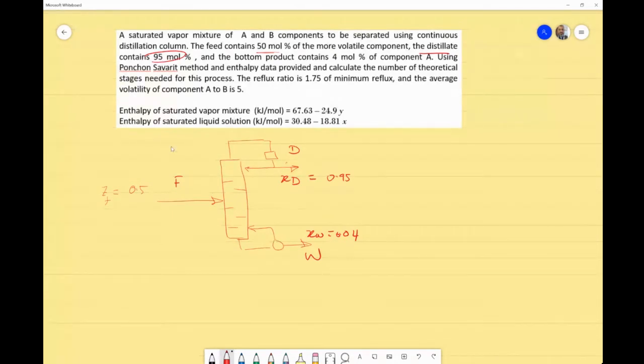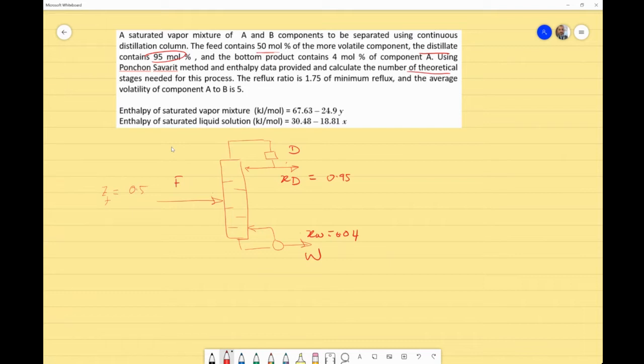Using the Ponchon-Savarit method, we have to involve the material and energy and equilibrium equations, the material balance equations, and determine the number of theoretical stages. We said theoretical stages means they are at equilibrium. In each stage, the vapor and the liquid leaving that stage must be at equilibrium.